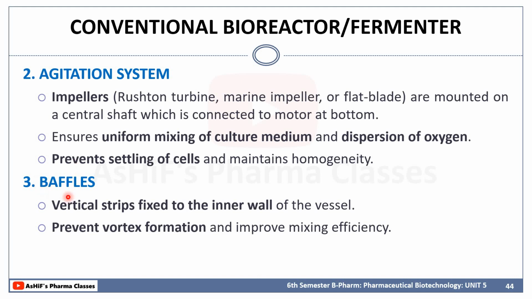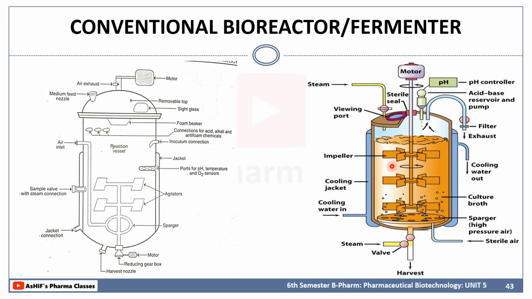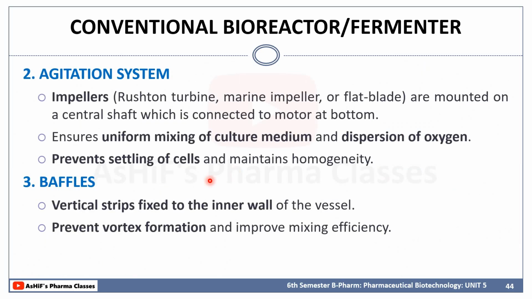Now coming to the third part, that is baffles. Baffles are vertical blades, vertical strips, fixed on the inner wall of the vessel, and they are usually used to prevent the vortex formation and to improve the mixing efficiency. Hope you are already aware of what is meant by vortex.